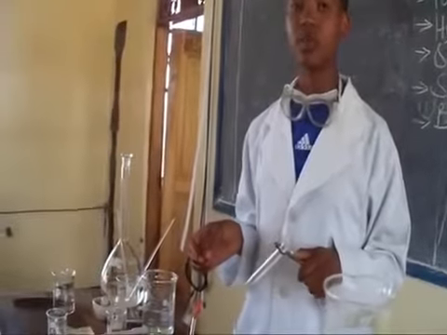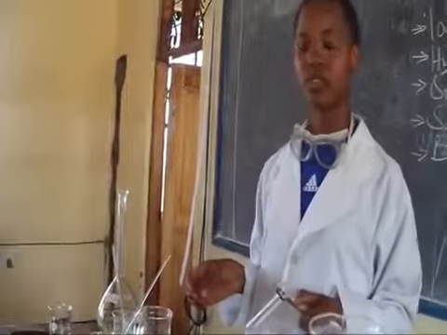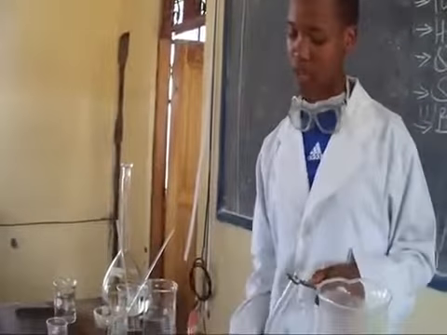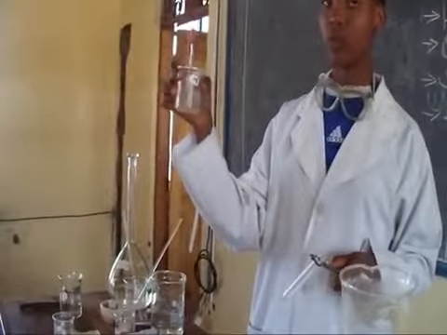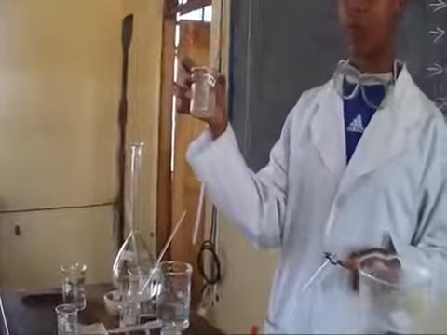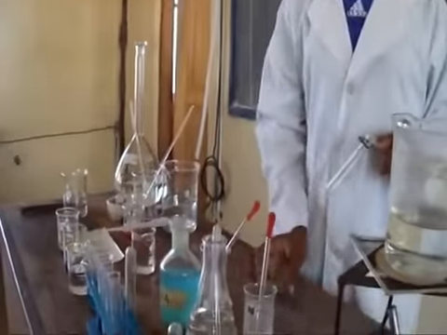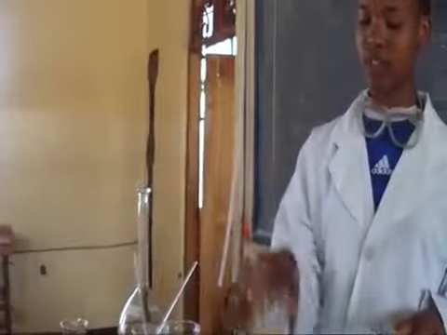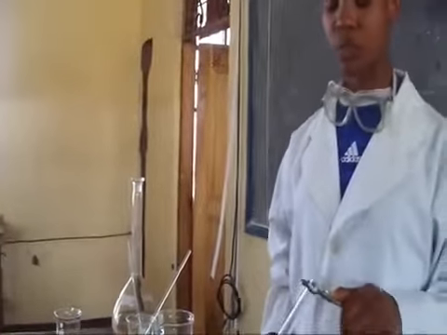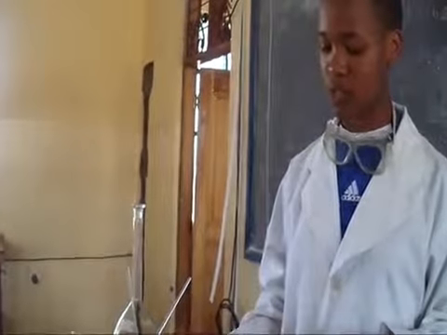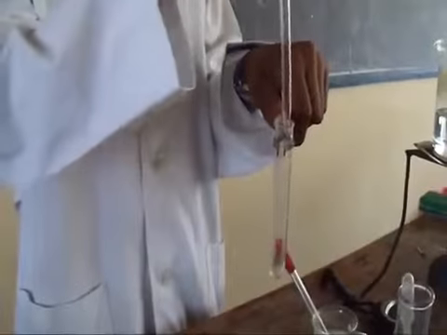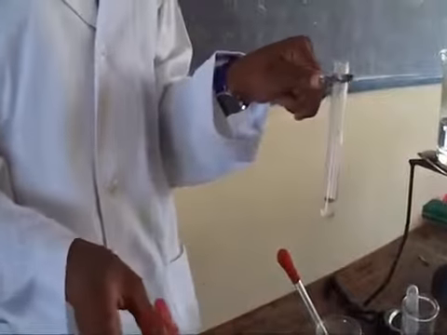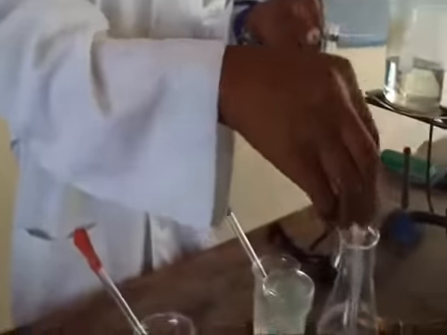Now we are going to test for the presence of protein in the food sample. We have food sample N, which contains the protein, and food sample H, which does not contain protein. Now the first step: we are going to take 2 cc of the food sample. Then we are going to take 1 cc of sodium hydroxide.